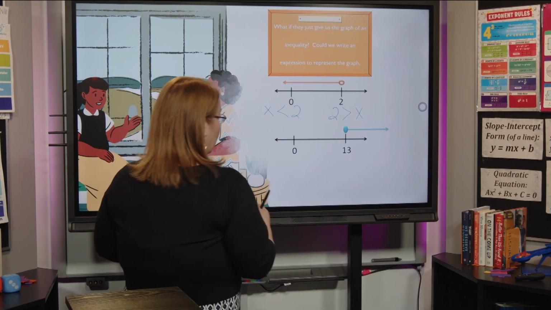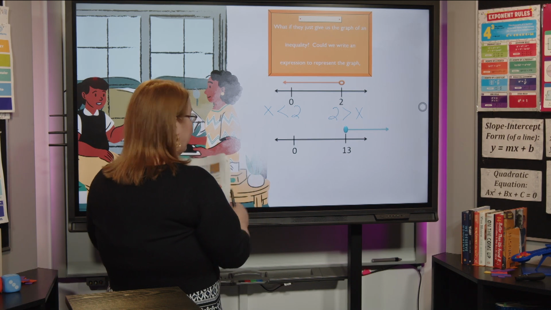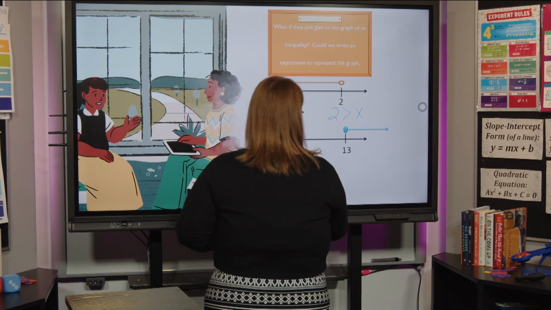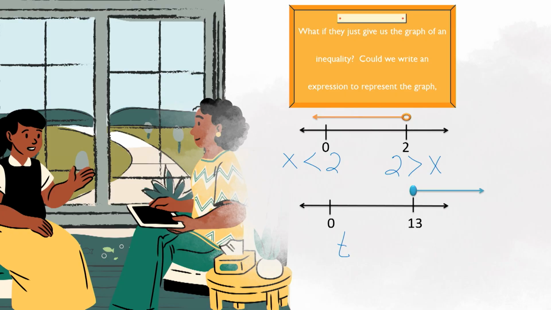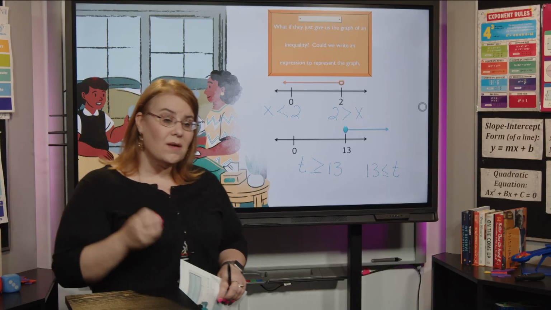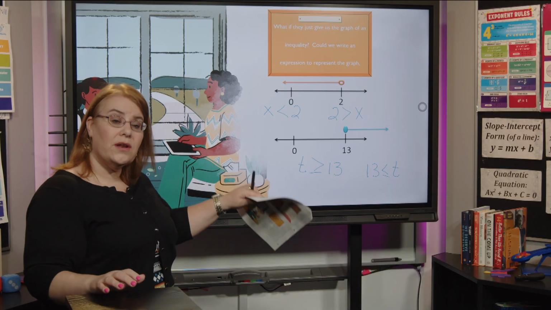So I see I have a closed circle, so it's going to be some type of equal to. So I've got my variables, and my variables are graphed to the right. That means that my variables are greater than or equal to that 13, or 13 is less than or equal to my variables. They mean the exact same thing. They're just written two different ways.